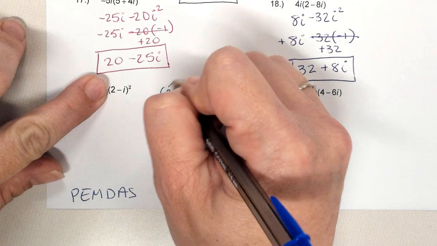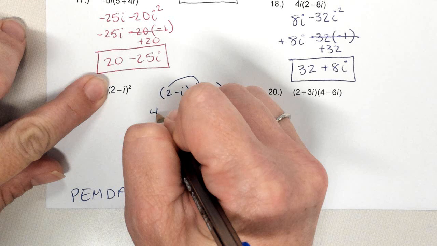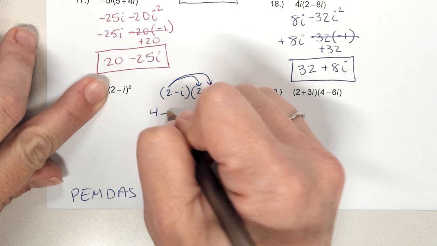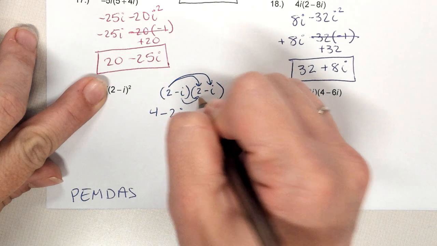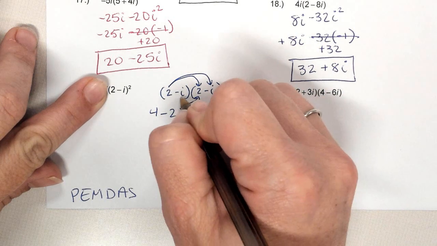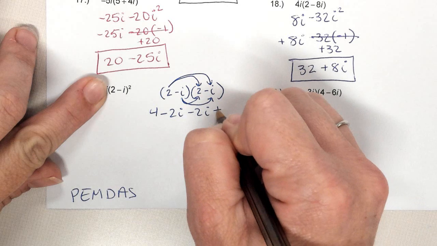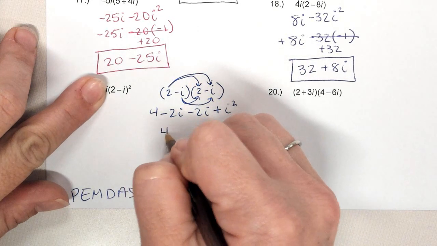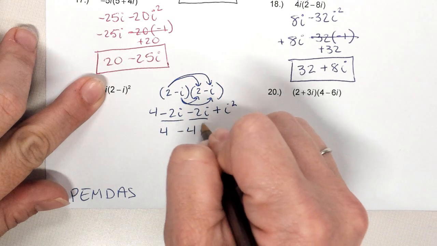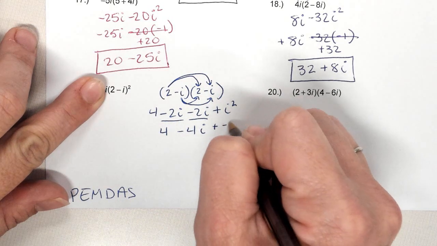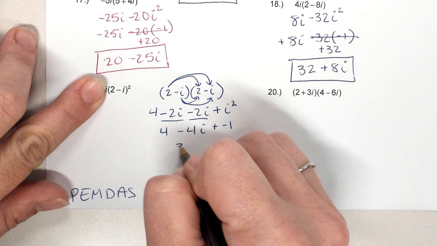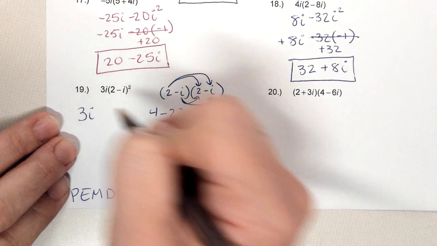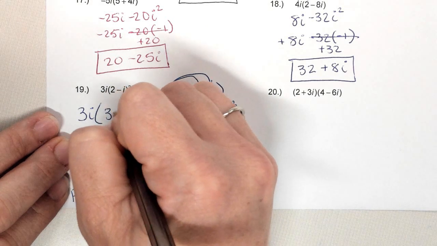So 2 times 2 is 4. 2 times -i is -2i. -i times 2, -2i. -i times -i, well, 2 negatives makes a positive. i times i is i squared. Well, 4 minus 4i plus i squared, which is -1. 4 minus 1 is 3 minus 4i. So that's what that equals. So I have that 3i still there, and then I have 3 minus 4i.